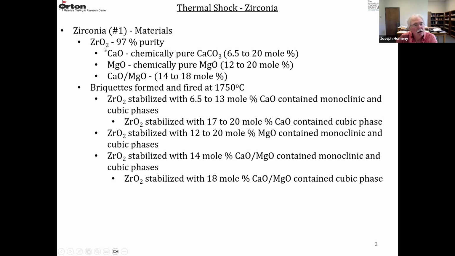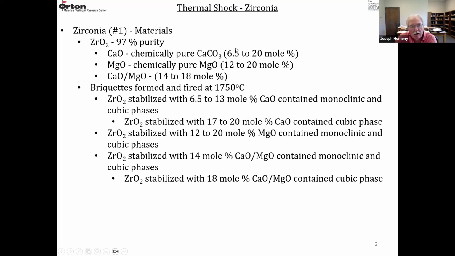So they used a high purity zirconia, about 97% purity. The lime, CaO, was from a pure calcium carbonate. The MgO was from a pure magnesia. And then the CaO was varied from about 6.5 to 20 mol% addition to ZrO2, and the MgO was 12 to 20 mol%. And then they also used a combination of lime and magnesia, 14 to 18 mol%.